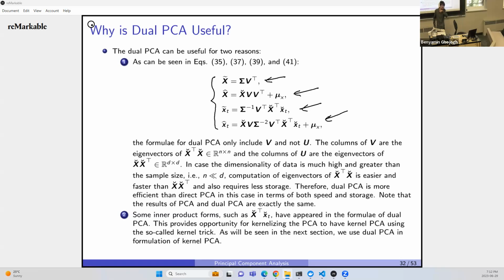Now, without reading this, please don't read it. Can you tell me, by looking at these equations, why do we need dual PCA? What is the benefit of using dual PCA rather than direct PCA? A hint. Take a look at this. What does it remind you of? X transpose X.